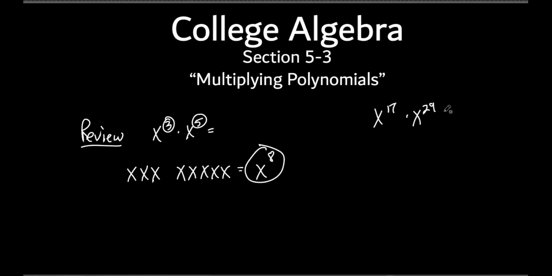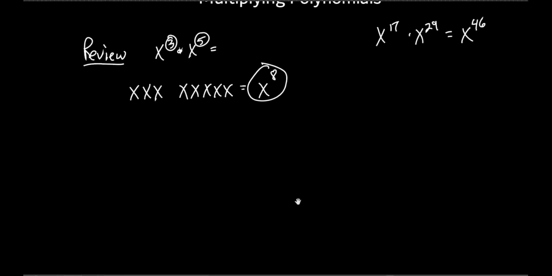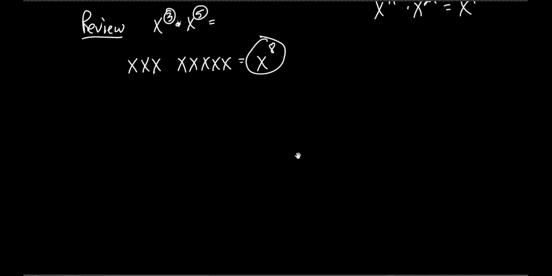So if you did this one right here, what would this be? X to the what? 30 and 27 is 57, and minus 1 is 56, is that right? Actually, that would be x to the 46. What's the rule? You add the exponents. This is a multiplication problem, not an addition problem. Keep the base the same, and you add the exponents. I've said that throughout my math teaching career, probably thousands and thousands of times.